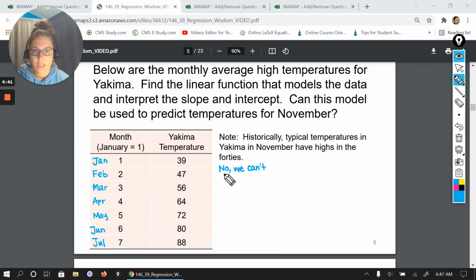So to get the model, we are going to put these 2 columns of data into 2 lists in our TI-84 calculator. Again, if you don't have one of these, I have a built-in calculator in the WAMAT problems that you can use instead. So we will call this our X column and this one our Y column. So this will be list 1 and list 2.